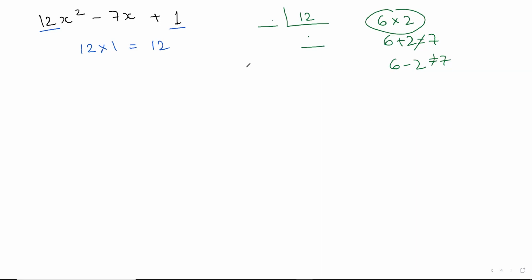Ma'am, see, 3 and 4. Yeah, very good. So 3 and 4. Thank you, Hamna. So 3 and 4, when you multiply them, 3 fours are 12 and 3 plus 4 is 7.